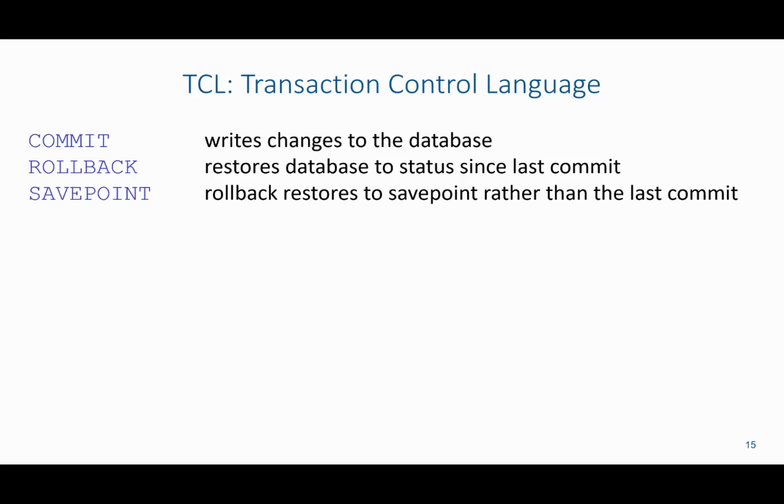Rollback is going to restore the database since the last commit. So if you make a lot of changes but you never commit those changes and then you hit the rollback command, it's going to undo all those changes.